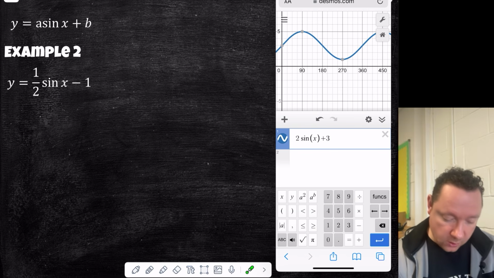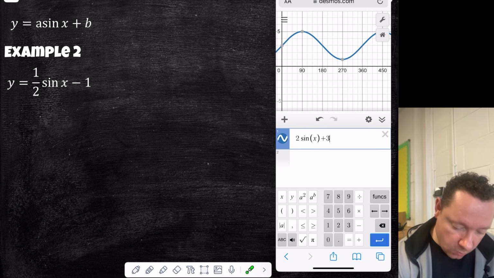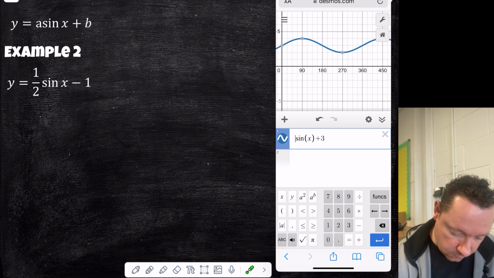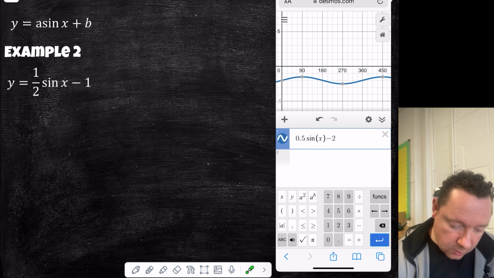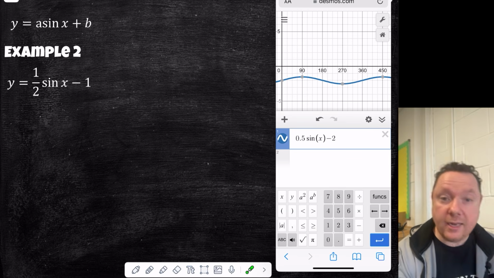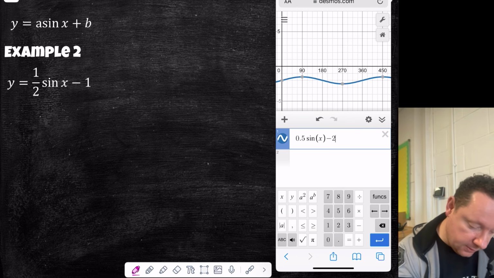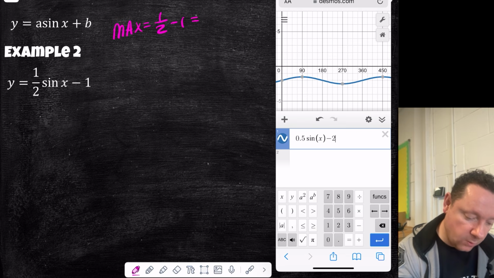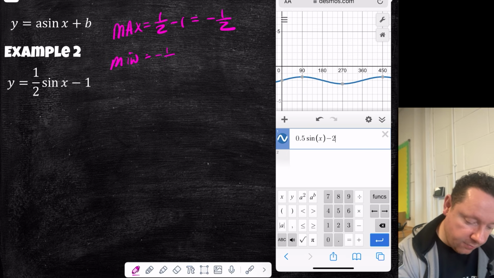Now half sine x minus 1, so the same idea with this one. All we're doing is changing the number in front to 0.5 because that's a half. And then it's -1. So we get a graph that kind of looks like that. So that's what I'm aiming for, but let's just try and get it ourselves. So we've got our max. Our max is the amplitude of a half minus 1. Well, a half minus 1 is minus a half. And our min is minus a half minus 1, which is minus 3 halves.